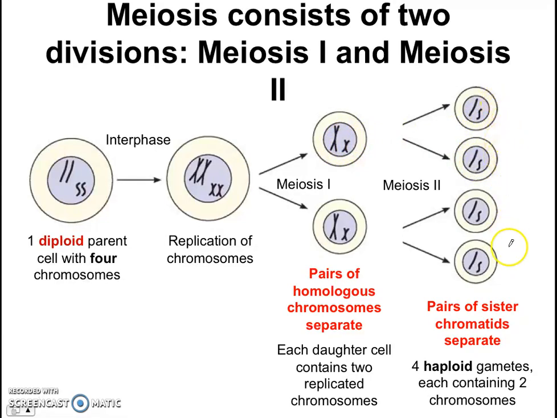So at the end of the day, what you get is 4 haploid daughter cells, 4 haploid gametes, and each of them contains 2 chromosomes. 1, 2, 1, 2, 1, 2, 1, 2.